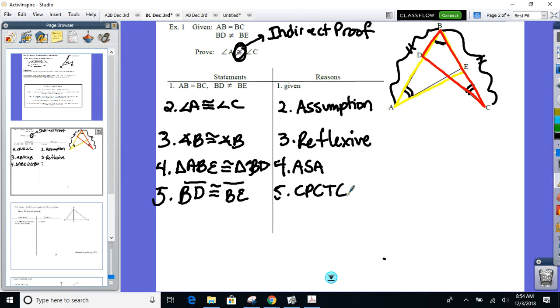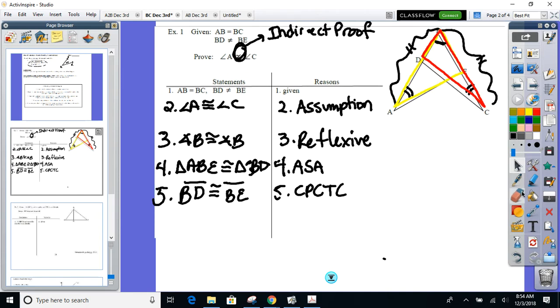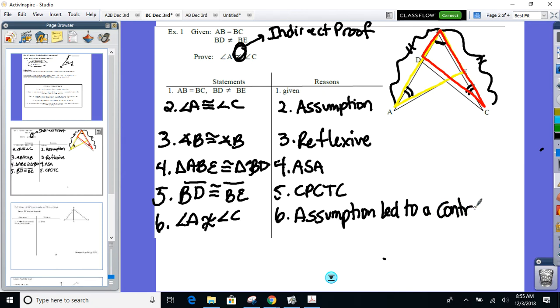Okay, so we're going to finish this up. Once I have a contradiction, I'm going to finish this up now. By saying, okay, angle A then is not congruent to angle C. And here's our final reason in any indirect proof we do: our assumption led to a contradiction. Ooh, contradiction. TRI or TRA?